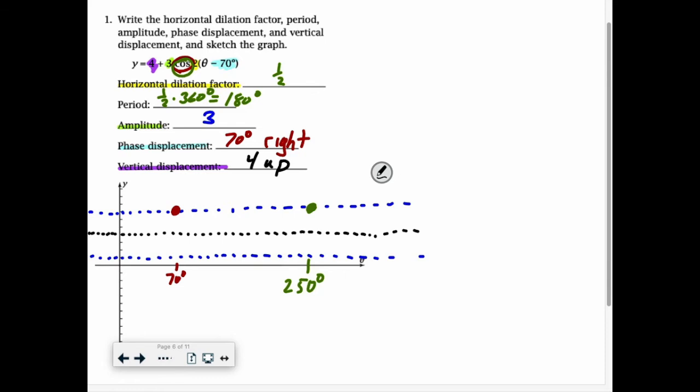Well, we do. But halfway between these 2 maximums, because this is a cosine function, there's a minimum down here. Then halfway between the 70 and this minimum, there's a point of inflection here. Then halfway between this minimum and the green maximum, there's another point of inflection here.